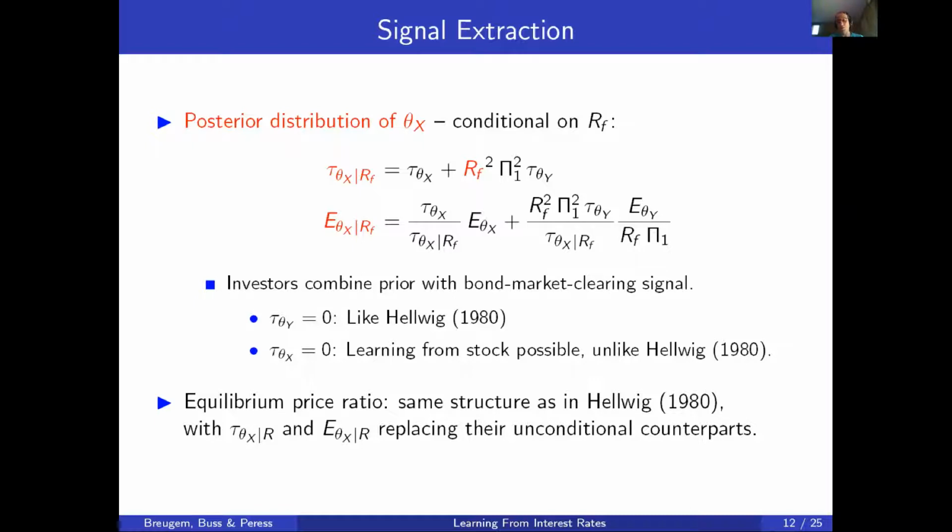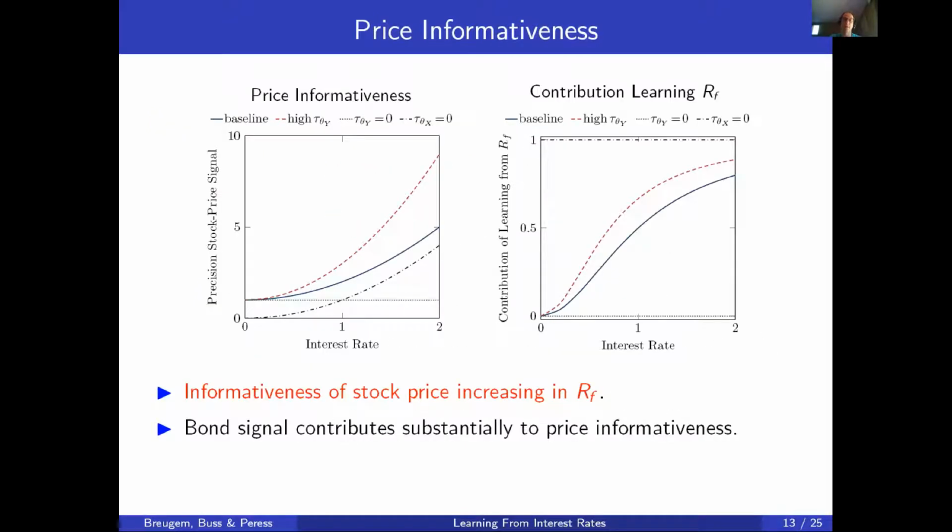Essentially, the structure of the economy here is very similar to a standard Hellwig model, in which we replace the prior mean and precision of the stock supply with the posteriors conditional on observing the interest rate. Okay. This is a graphical depiction of price informativeness.